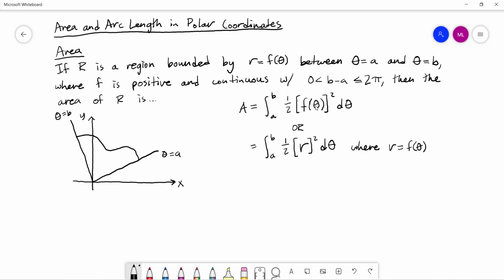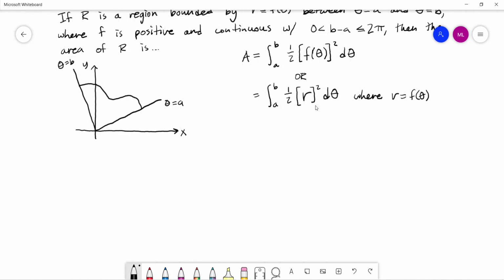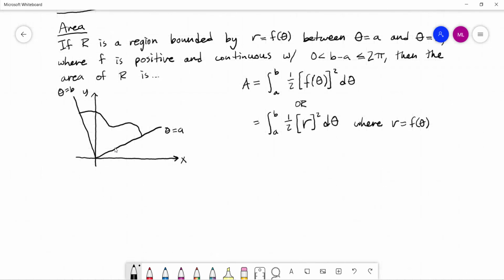Okay, so why does this formula work? Let's think about how we're going to slice things up in polar coordinates. We can't do it in rectangles anymore, because when we're dealing with polar coordinates, we have one coordinate that represents length and one that represents angle.